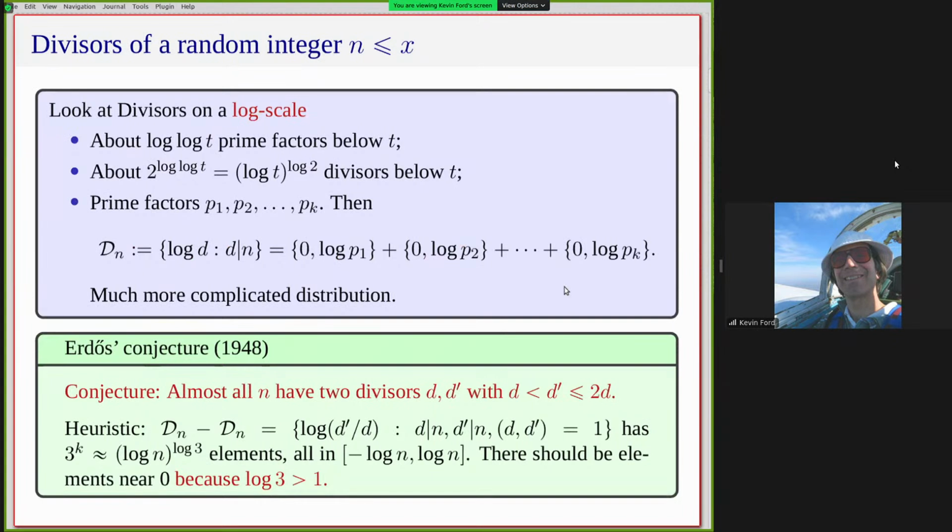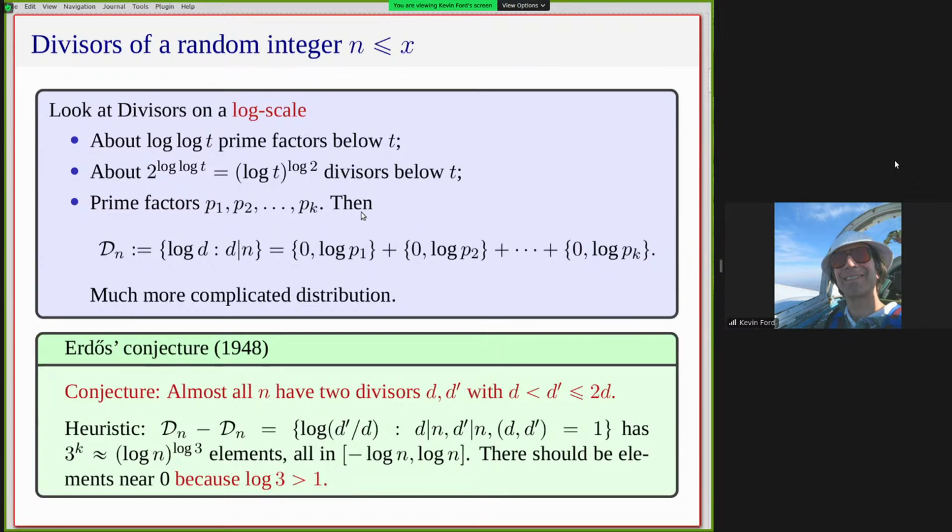Divisors of integers, of course, are formed by taking all possible products of the prime factors. And it turns out that while prime factors are useful to be looked at on a log-log scale, the divisors are more useful to be looked at on a log scale. That's because if you have, let's say, k prime factors, there are 2 to the k divisors. So up below a number t, there are about log t prime factors, and therefore a power of logarithm divisors. Okay, this is very rough.